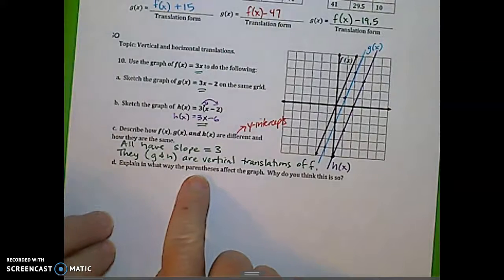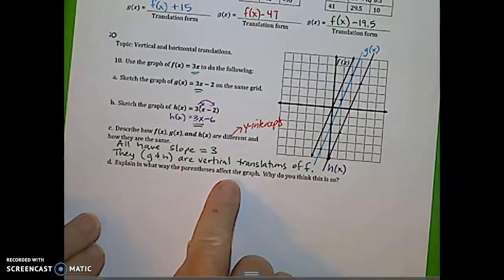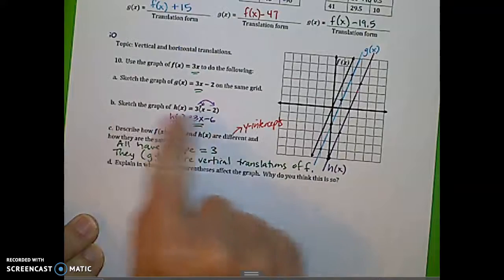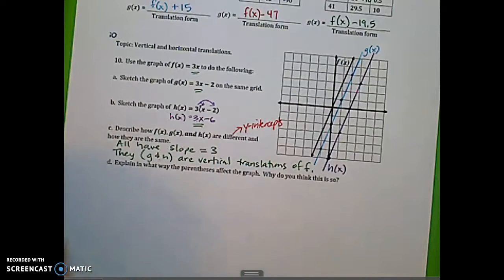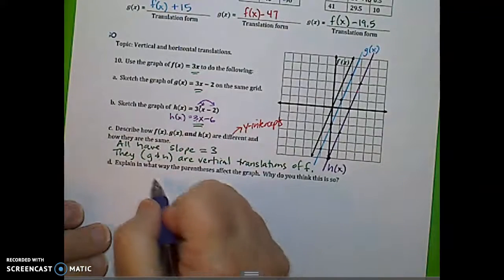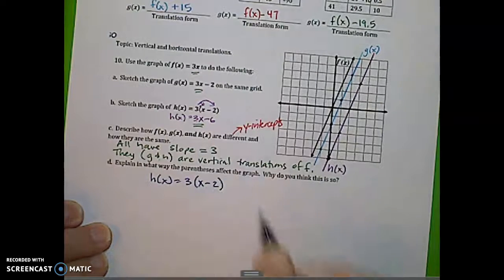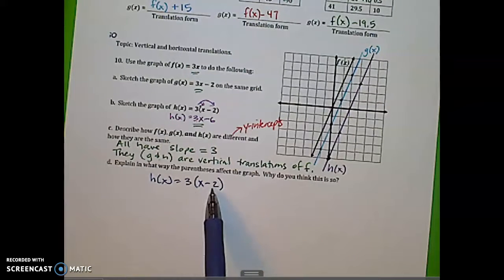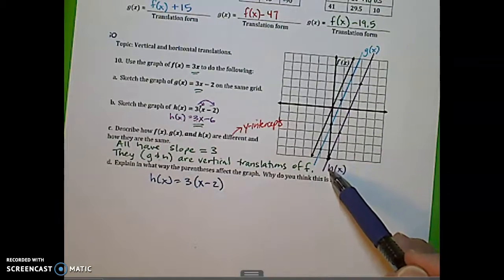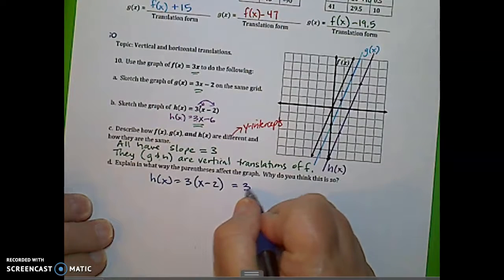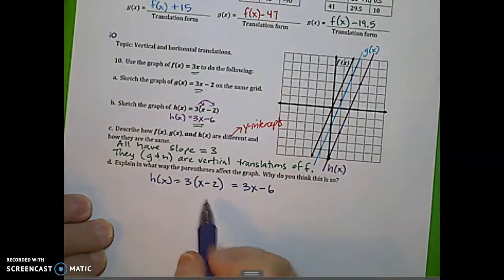Explain in what way the parentheses affect the graph, for part B. 3 times the quantity x minus 2. Let's write this. h of x equals 3 times the quantity x minus 2. So in this form, for h of x, which is down here in purple, the y-intercept is not minus 2. You have to do the distributive property in order to get the y-intercept, like that, okay?